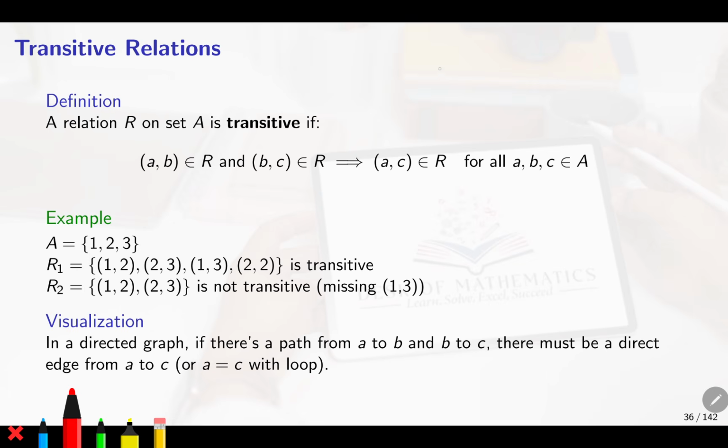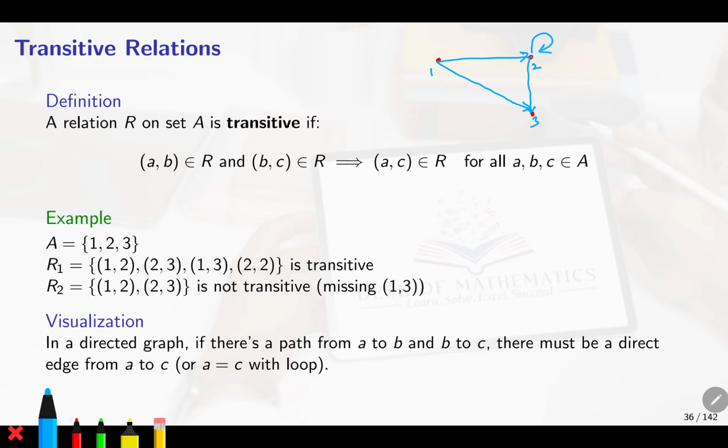For example, if you have this 1, this is your 2, this is your 3, now draw the R1. 1 is related to 2, 2 is related to 3, then 1 and 3 should have the path, so 1 is related to 3 as well, and 2 is related to 2, no issue.